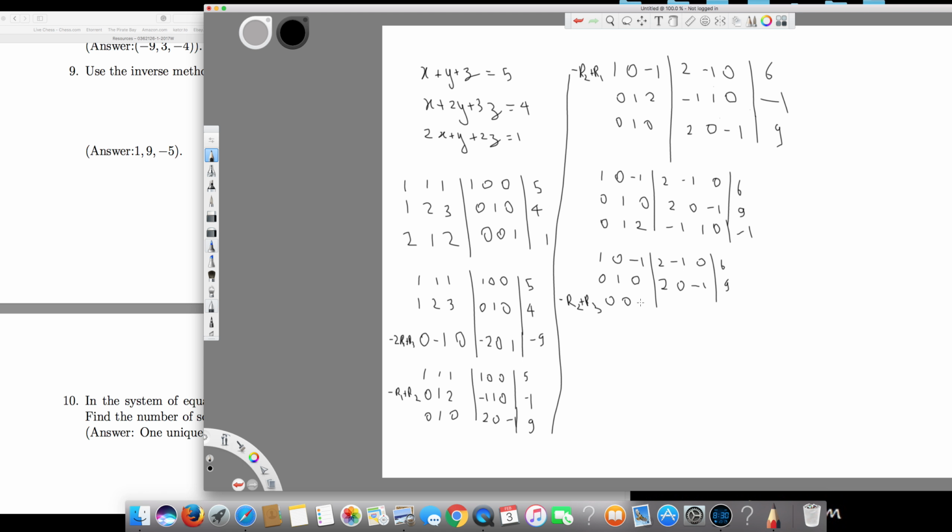0 0 2, negative 2 plus negative 1 is going to be negative 3, and 0 plus 1 is going to be 1, and negative 1 is going to be positive 1, positive 1 plus 0 is going to be positive 1, and negative 9 plus minus 1 is positive 10. So positive 10 we have got for the third one.